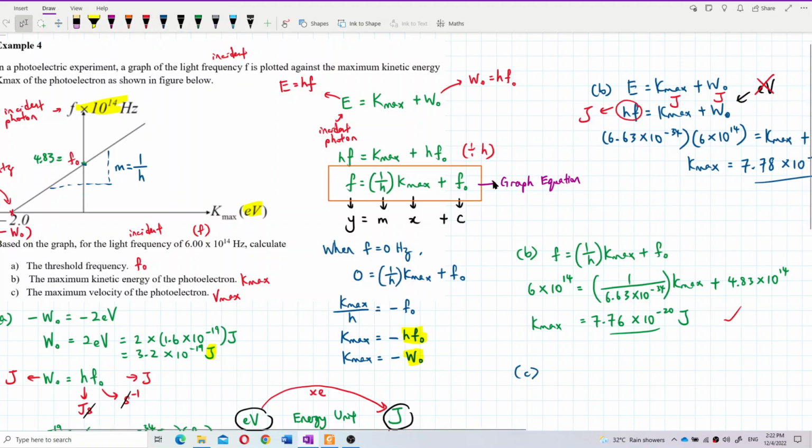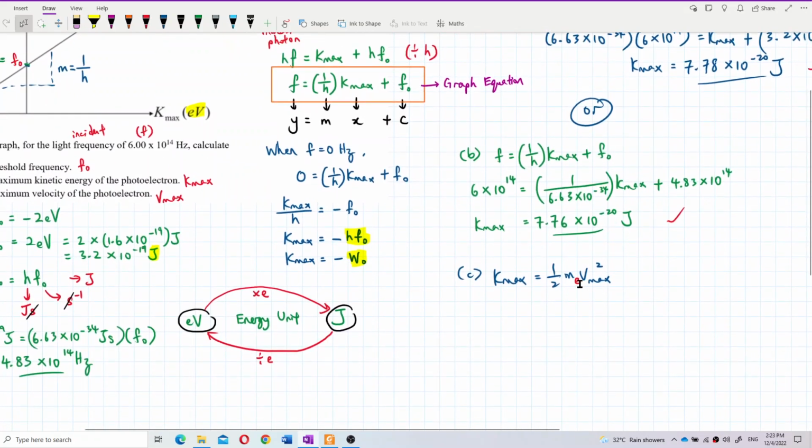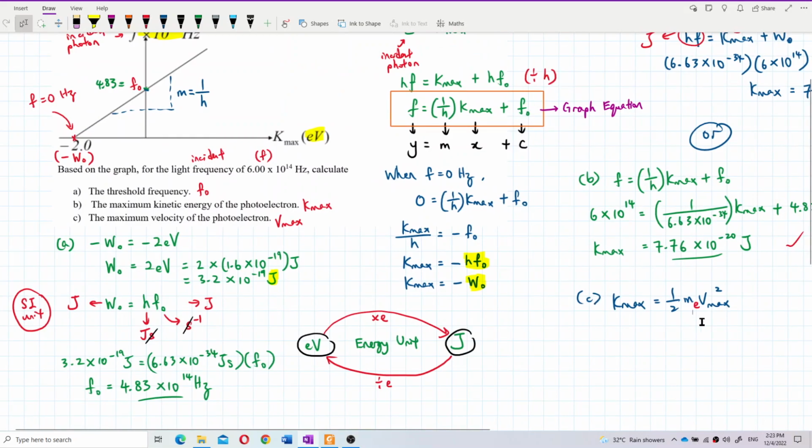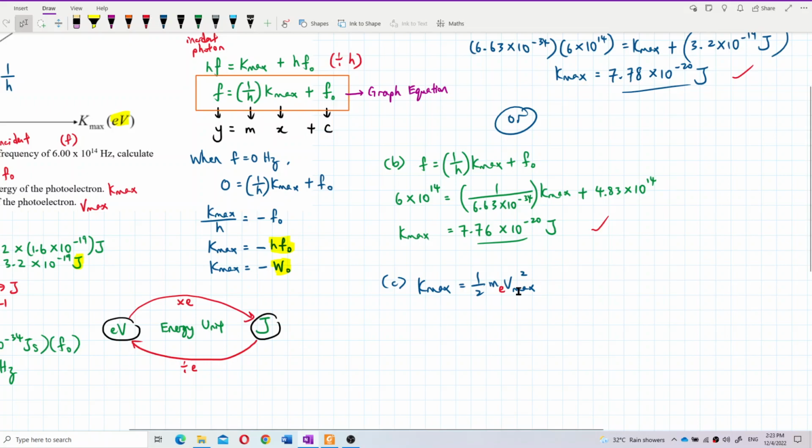Question C. Just now is OR. Okay, so Kmax is equal to half m Vmax square. And this is the mass of electron, because photoelectrons are ejected. They are still electrons. Electrons are ejected from the metal surface, so use the mass of electron. I already got the Kmax just now, and then I can find my Vmax.